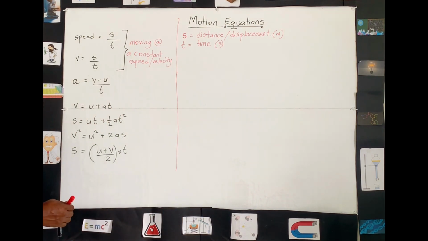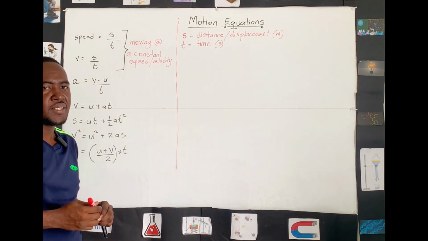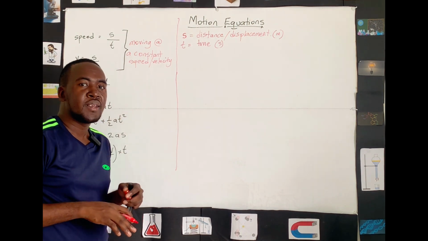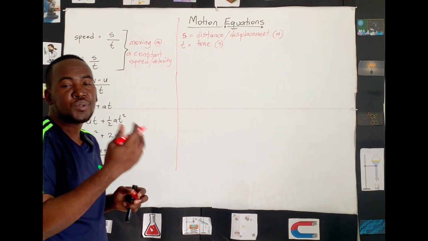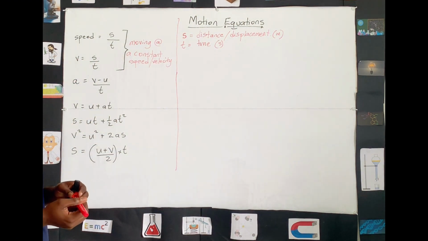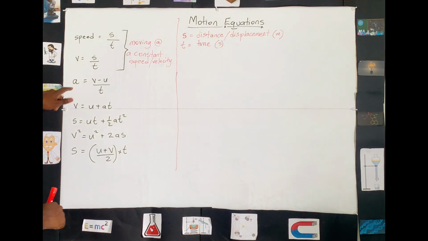So once the object is moving at a constant speed, that means if it's going at 5 meters per second, it's always at 5 meters per second, then we use these two formulas. Now, let's go to the next.